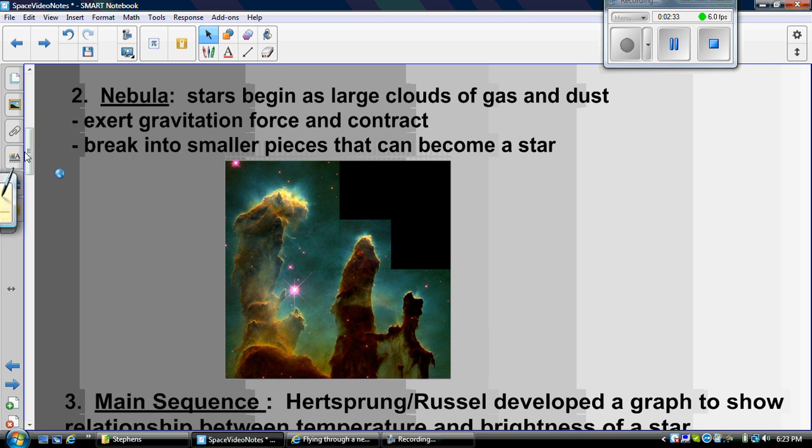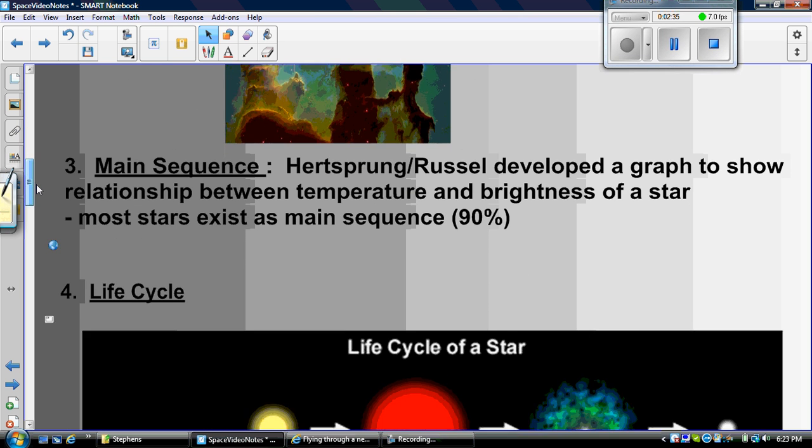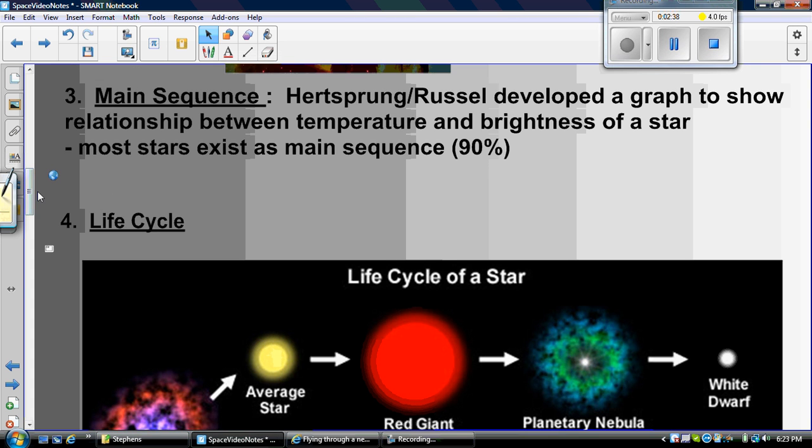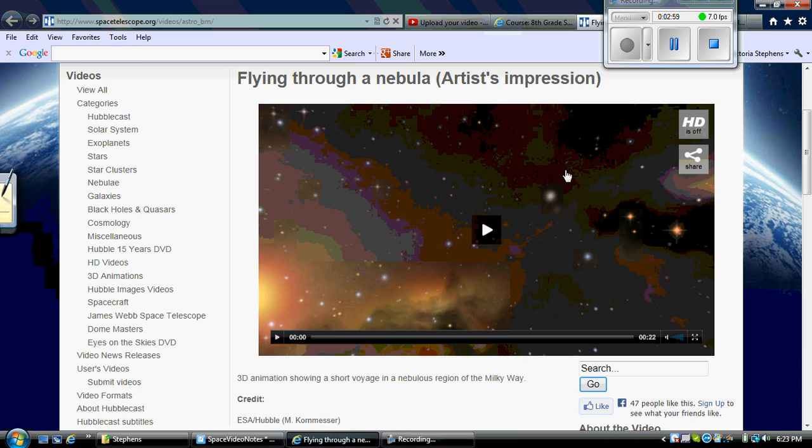Okay, so most stars, if we look at the life cycle of a star, exist in the main sequence. About 90% of all the stars in the universe are main sequence stars. Two of the scientists who discovered this relationship were Hertzsprung and Russell. They developed a graph to show the relationship between temperature and brightness of the star. Okay, so let's take a look and see what that looks like.